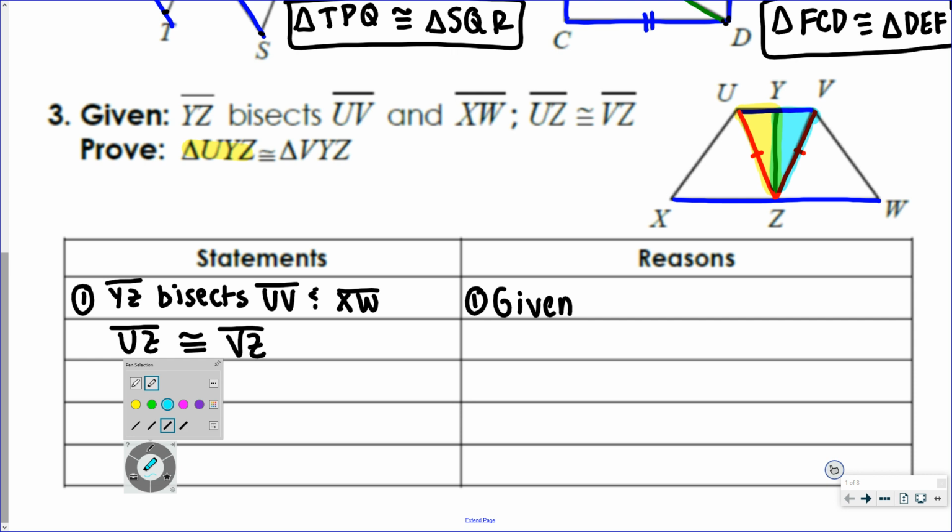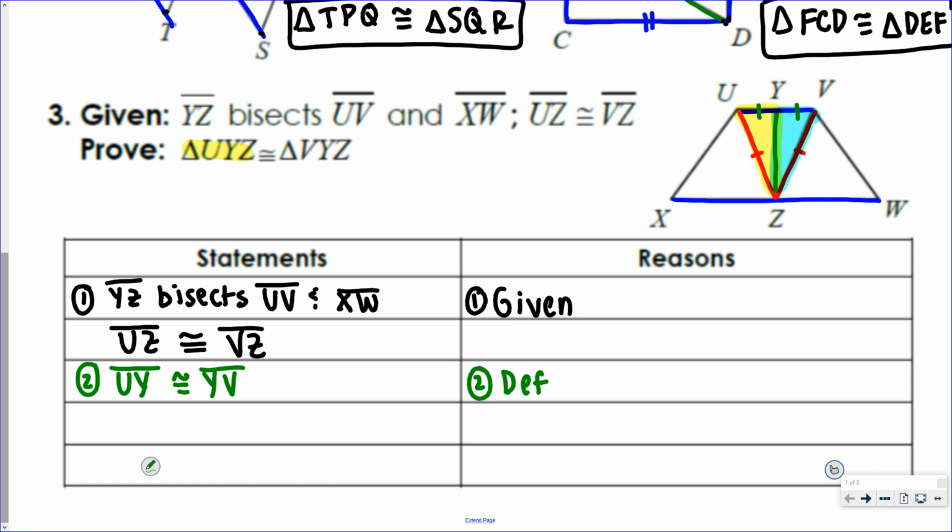Wouldn't it be UY congruent to YV? Yes, that's our second step. Beautiful. UY is congruent to YV, she said. Okay, how'd you know that, Gwen? Definition of midpoint. Close. Do we know it's a midpoint? We know it bisects. So definition of a bisector. Exactly. Yep, that would be our next one. Definition of a bisector. Good job.